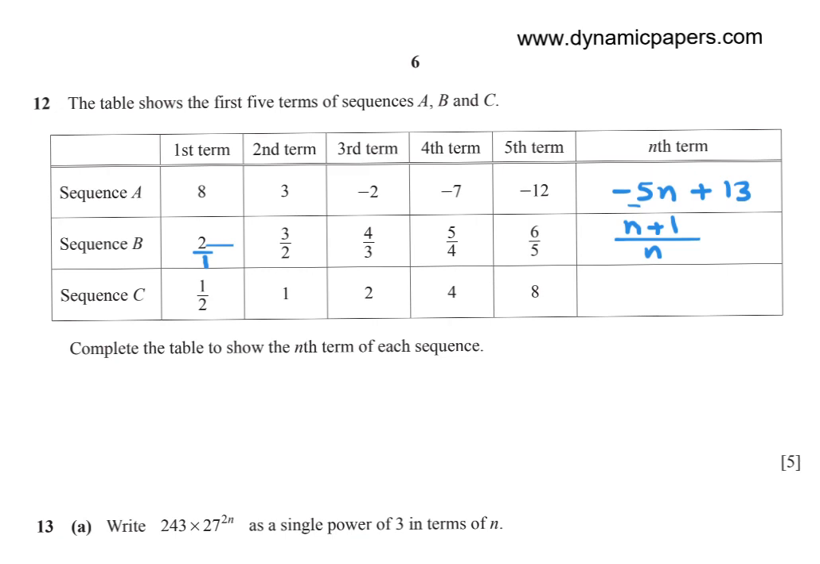Now for sequence C: 1 over 2, 1, 2, 4, 8. What is the rule? Multiply by 2, multiply by 2, multiply by 2. You multiply by 2 each time. If you multiply by the same number, it's called a geometric sequence. Its term is a r power n minus 1. a is the first term, which is half. r is the number you multiply by, which is 2. So half times 2 power n minus 1.